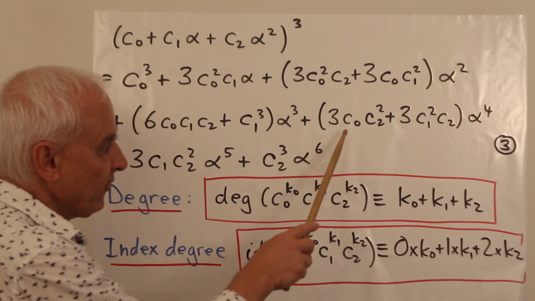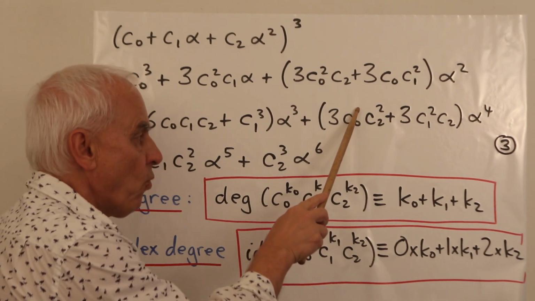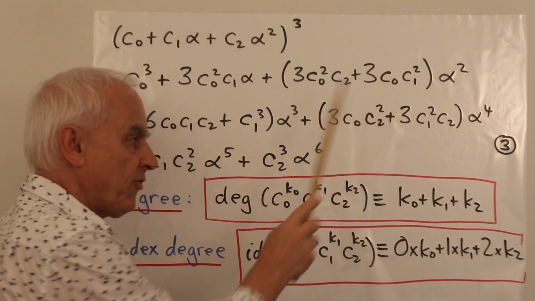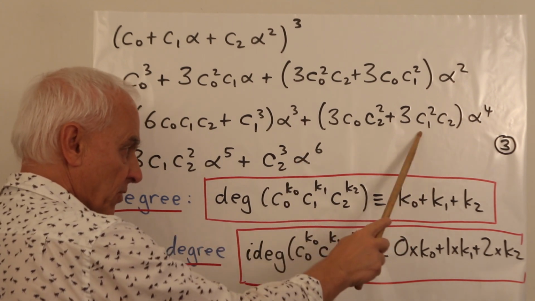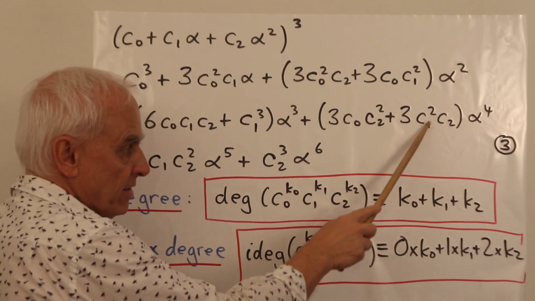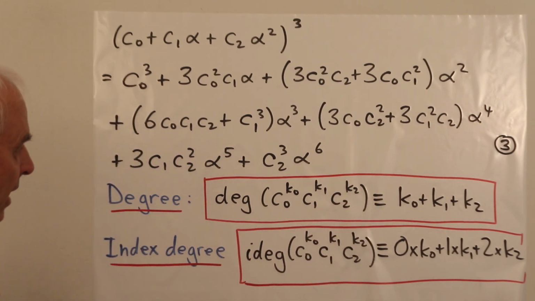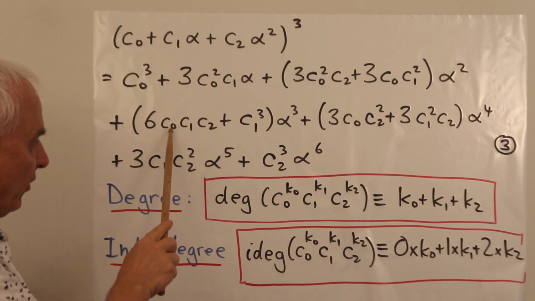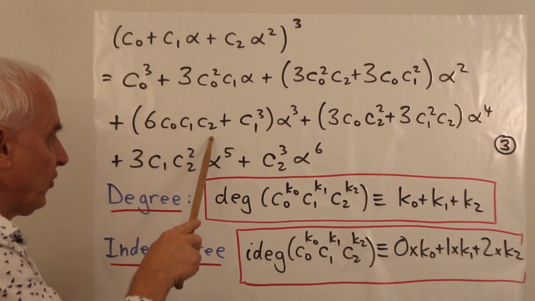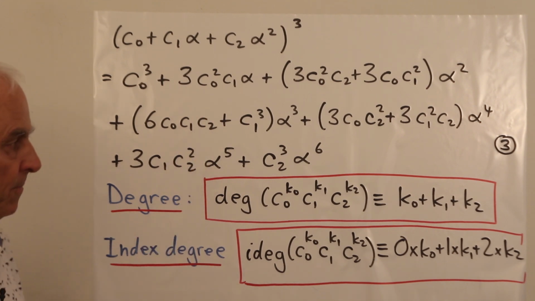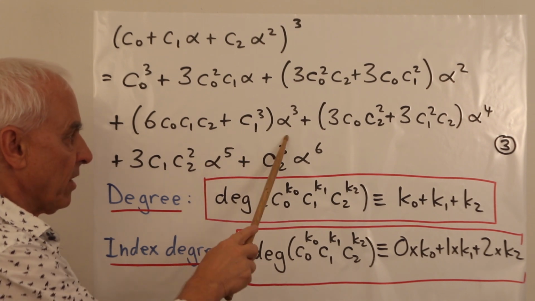So what is the index degree of this thing? Well, it's 0 times 1 plus 2 times 2, which is 4. What's the index degree of this thing? It's 1 times 2 plus 2 times 1, which is also 4. How about here, the index degree? Well, 0 times 1 plus 1 times 1 plus 2 times 1 is a total of 3. The index degree here is just 1 times 3, it's 3. So these all have index degree 3.